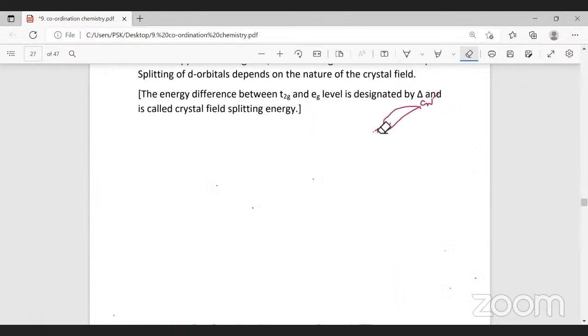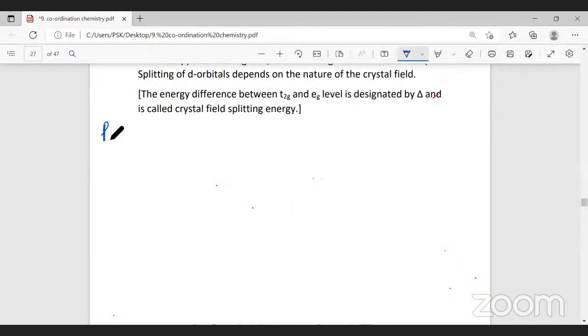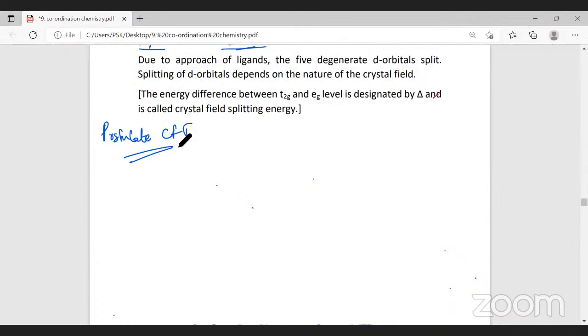All right. Now coming to crystal field theory. What are the postulates of crystal field theory? I hope you understood what a degenerate orbital is. What is a degenerate orbital? Orbitals which have the same energy are called degenerate orbitals.